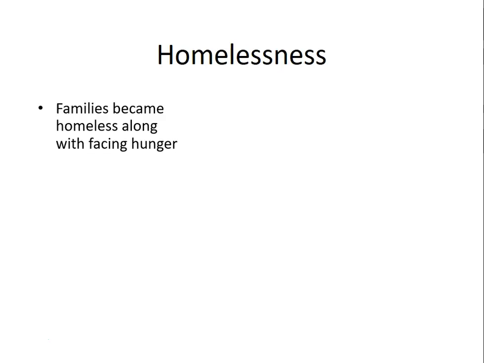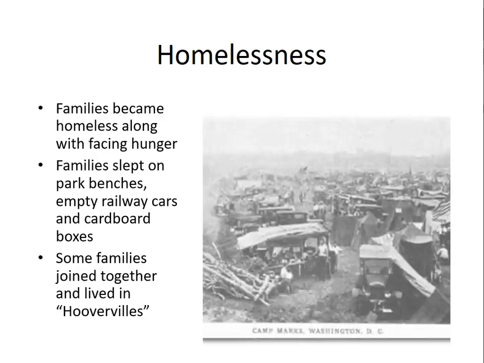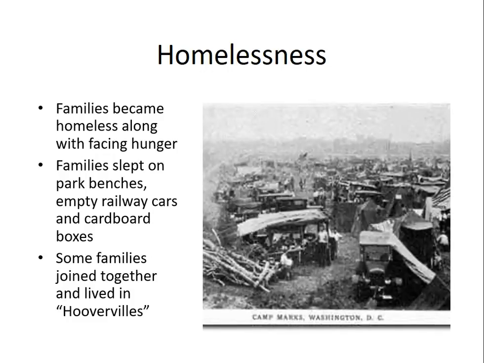As the Great Depression continues on, we've talked about not having food, not having money. Well, people were losing their houses, and so more and more families became homeless and were facing hunger. So what began to happen was that families started sleeping on park benches. They would go and sleep in empty railway cars. They took cardboard boxes and they would use those for houses. And in the bigger cities, what you see on the outskirts is that these families would actually find a location and live all near each other in these cardboard shacks.